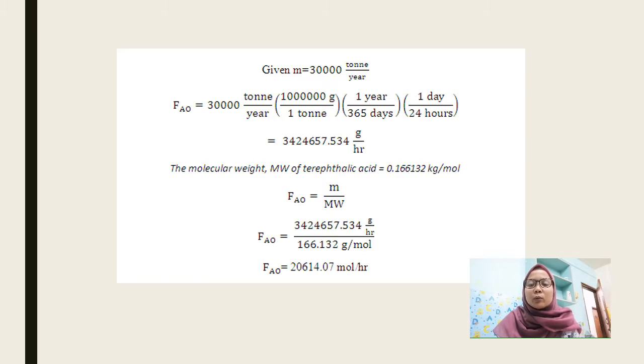The mass flow rate of CTA given to us is 30,000 tons per year. Then we convert it to gram per hour and divide it by the molecular weight to get the molar flow rate. And the molar flow rate that we get is 20,614.07 mole per hour of CTA.